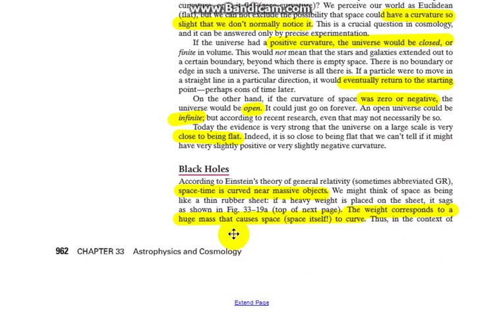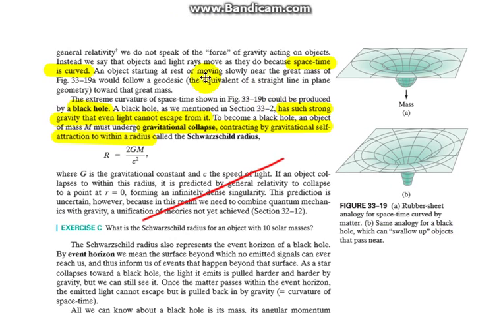So the weight corresponds to a huge mass that causes space itself to be curved. Thus, in the context of general relativity, we do not speak of a force of gravity acting on the object. Usually we see a force that's somehow pulling it in, but it's due to the curving of space beside it. If there was no curve, a ball would just stay there. But since I have a massive object, it causes space to be curved, and everything will fall towards it. So we do not experience a force of gravity acting on objects.